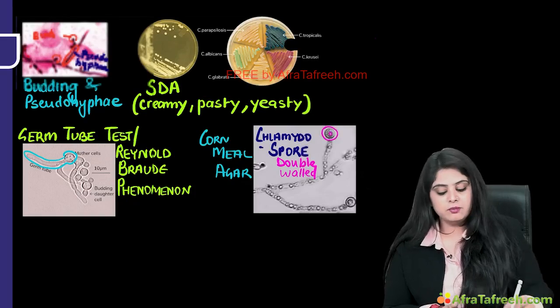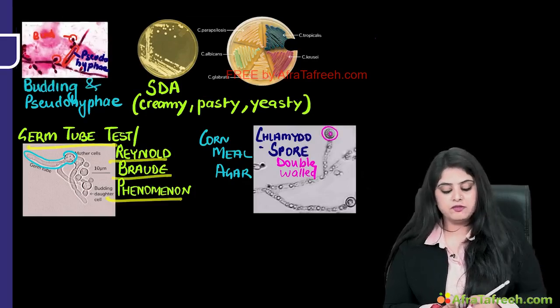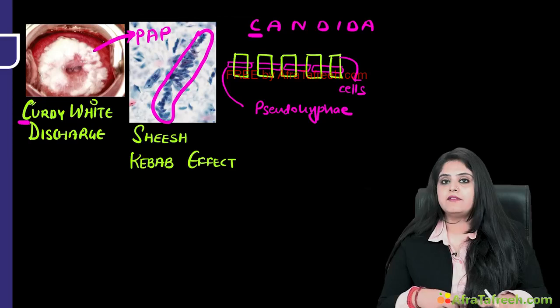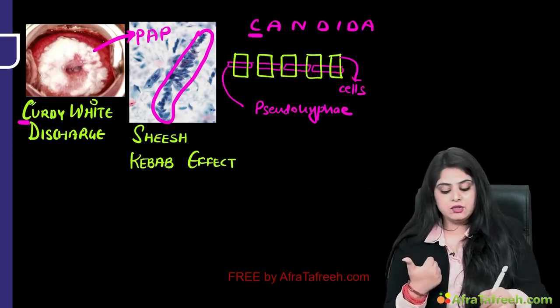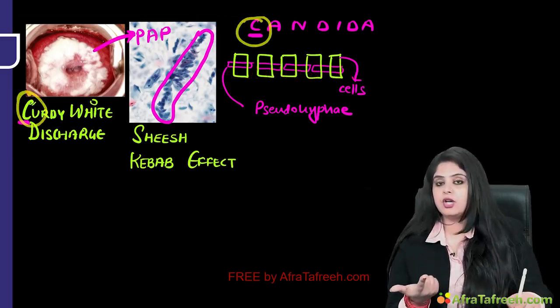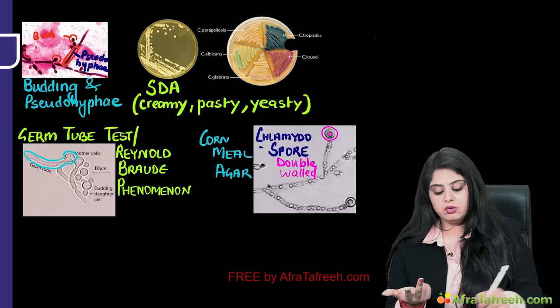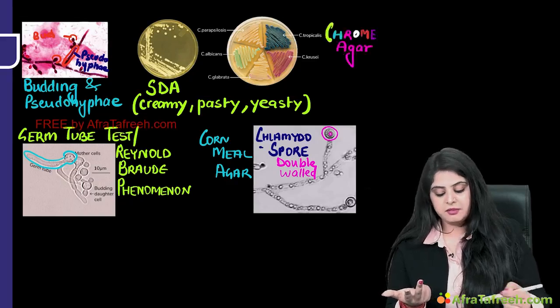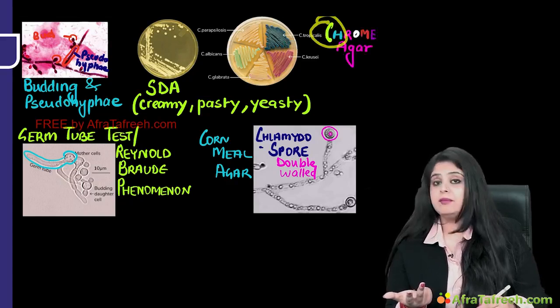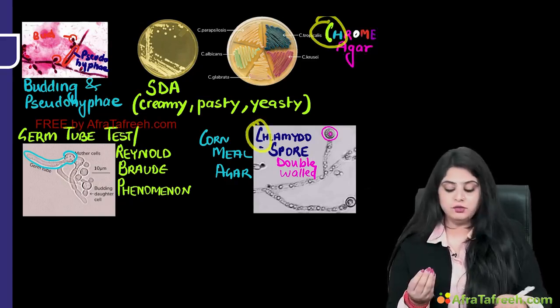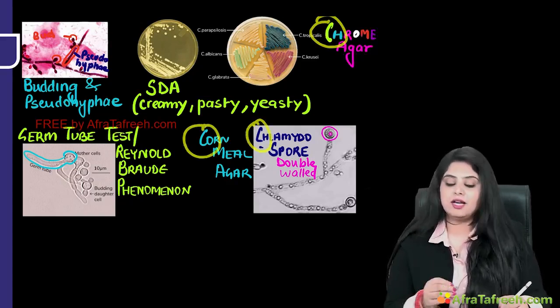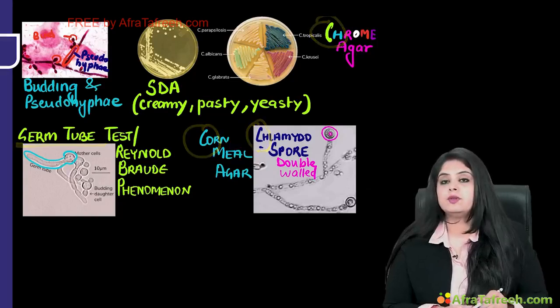That is known as a germ tube test or a Reynolds-Braude phenomenon. Before I go into the theory, everyone, Candida is going to show you a curdy white discharge, is going to show you the famous kebab effect, is going to be grown on the very famous chrome agar, that is very important, is going to show you chlamydospore, on which agar? Corn meal agar, and is going to show you germ tube test positive.